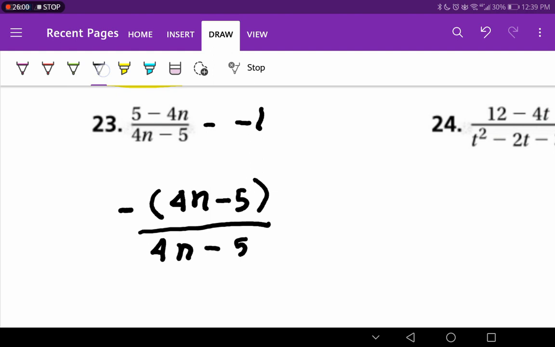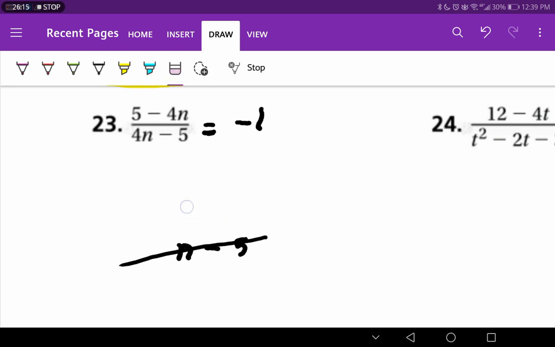Is that accepted, Mr.? That is definitely acceptable, but you should explain why we get the negative 1. Because this cancelled with this, and I'm left with a negative 1 on top.